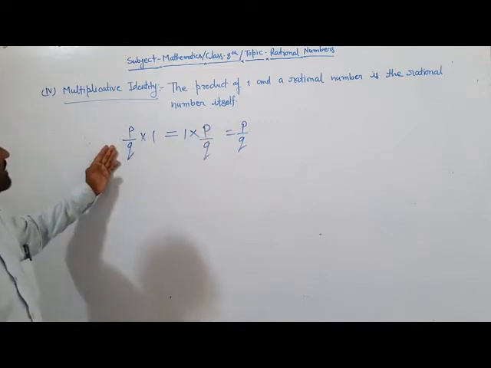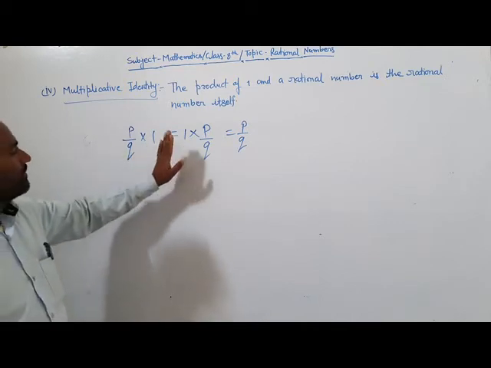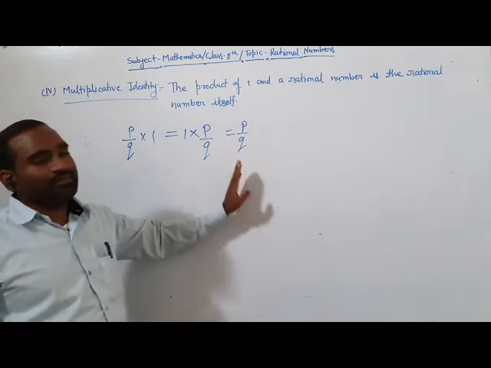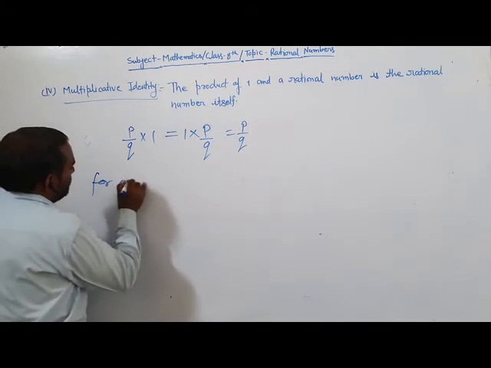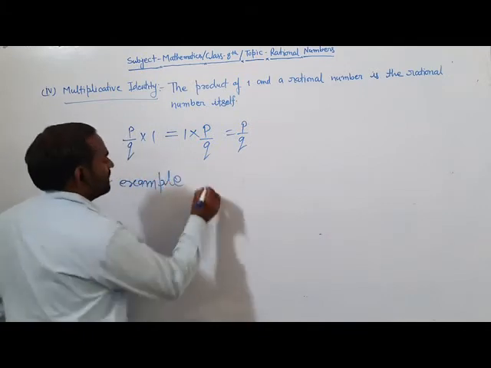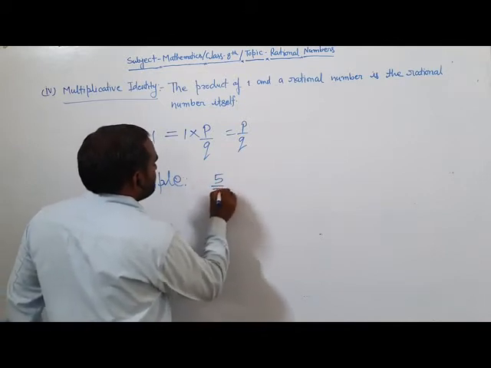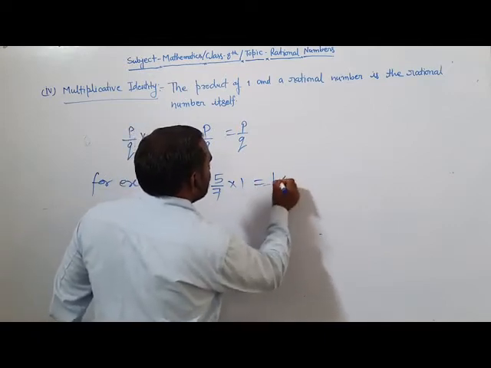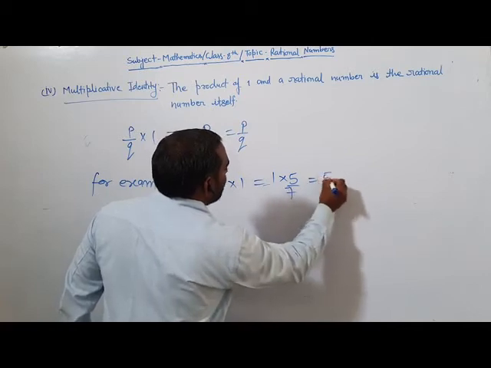Here p by q is a rational number. We have to multiply it by 1, or 1 by p by q. In both cases we get p by q. For example, 5 by 7 into 1 is equal to 1 into 5 by 7, which is equal to 5 by 7.